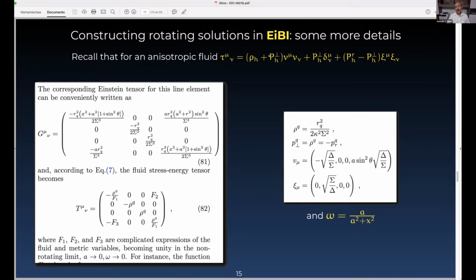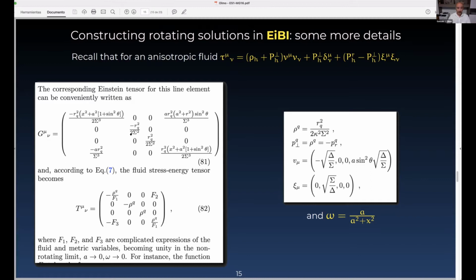For electromagnetic fields, the radial pressure is minus the energy density, so this is already known, and then the orthogonal pressure can be obtained, and also the angular frequency can be obtained from this comparison. So these functions f1, 2, and 3 are complicated functions of the variables, but it's just an algebraic problem. And then you find these relations.